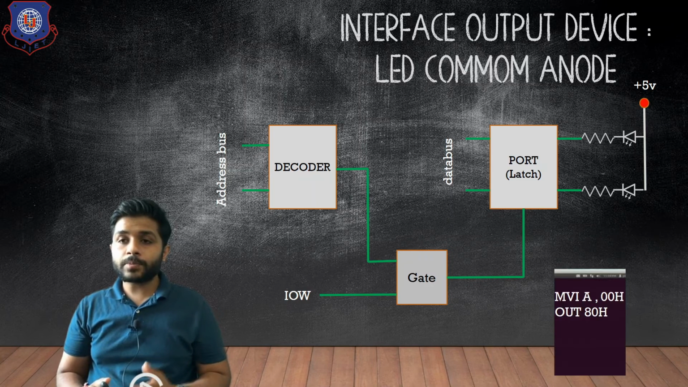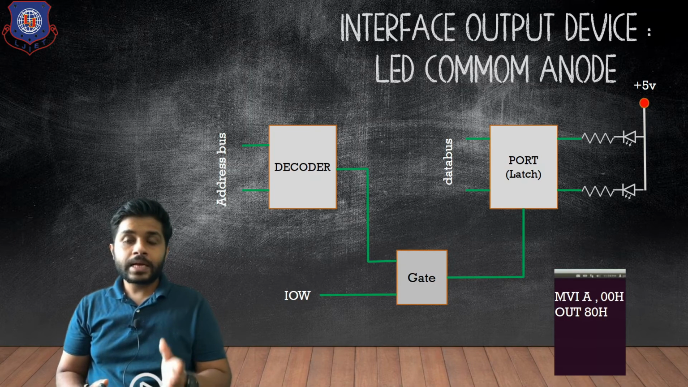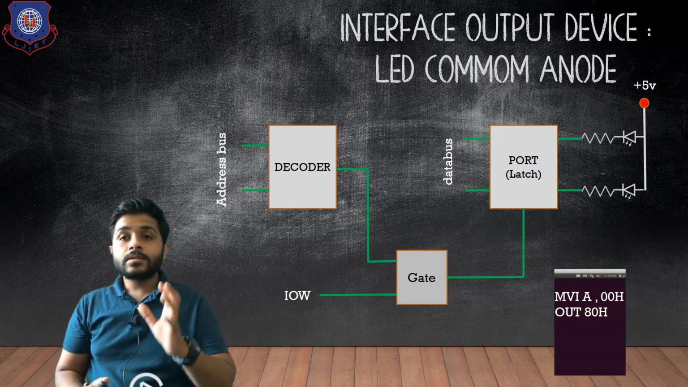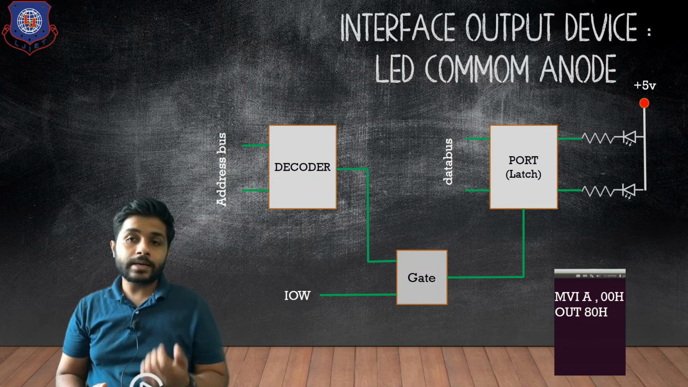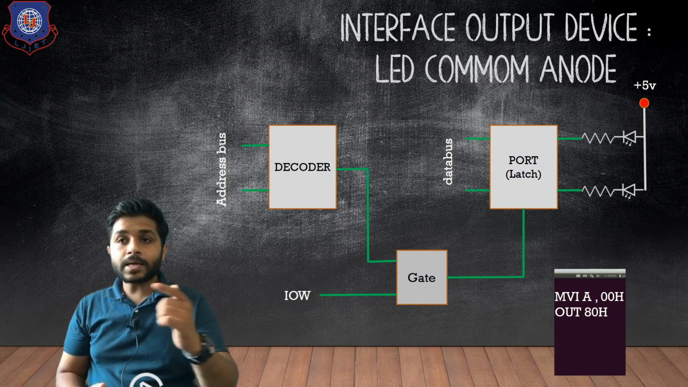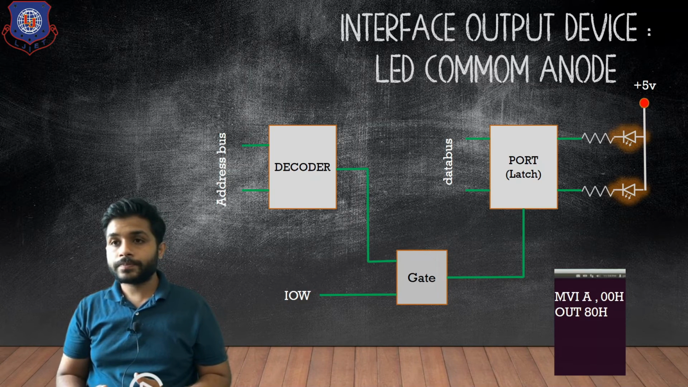So let's see one program. Suppose we are writing a program MVI A, 00H. It means 00H will be stored in the accumulator. Then after we will execute OUT A0H. It means data from the accumulator will be transferred to the port via the data bus. Because we are sending all zeros, the path will be completed in the LED and all the LEDs will glow.